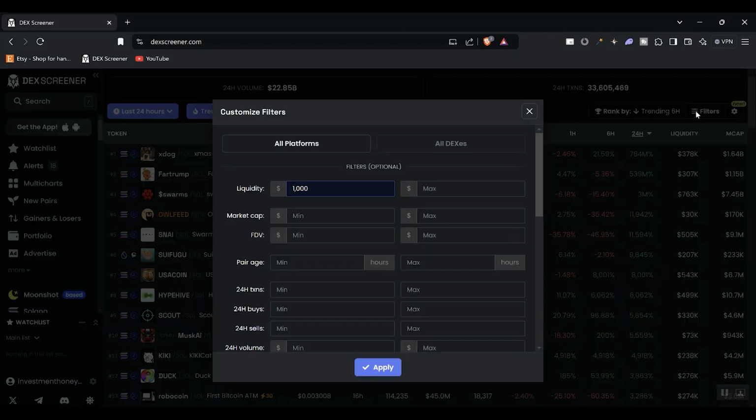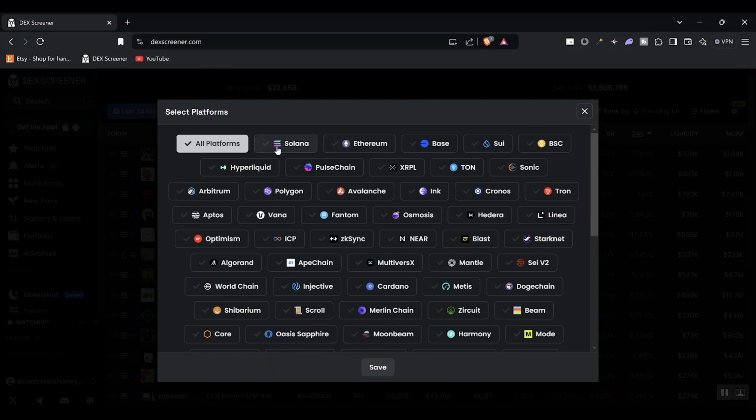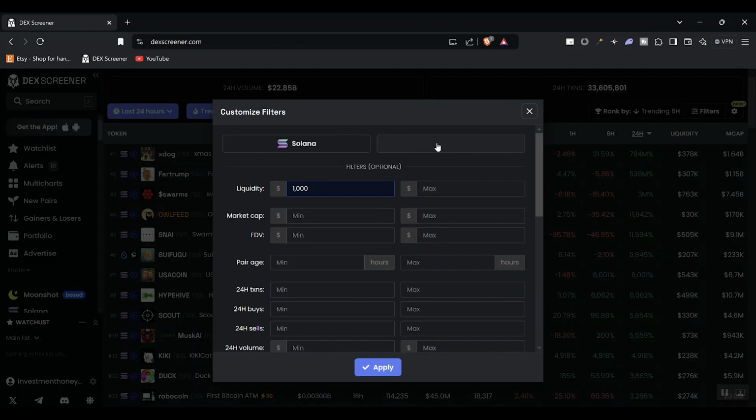So let's go ahead. I think we're going to focus on Solana today. So here we go. We're checking that off. And here we're going to go to Raydium, click Save, and then we're going to our market cap. So we're going to start out at the standard 50,000. We're going to go to 200K today.